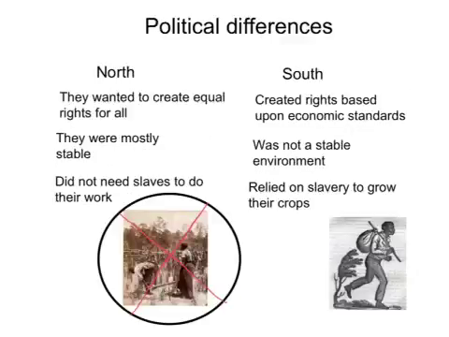There are also many political differences between the North and the South. Since the North didn't have a lot of picking and planting to do, they didn't need slaves to do their work. They were against slavery. But the South had a lot of picking and harvesting and planting to do, so they made slaves do all of their work, as shown in this picture also.